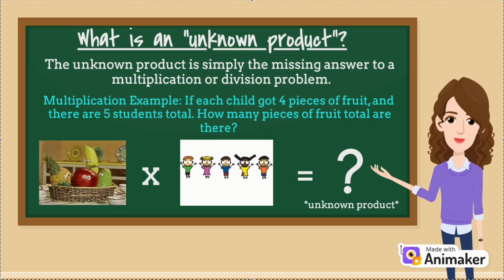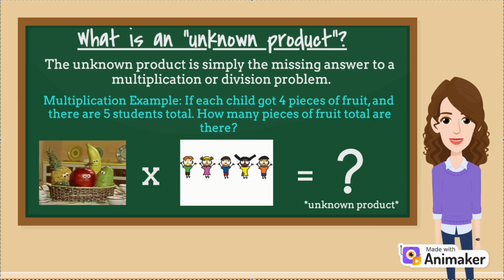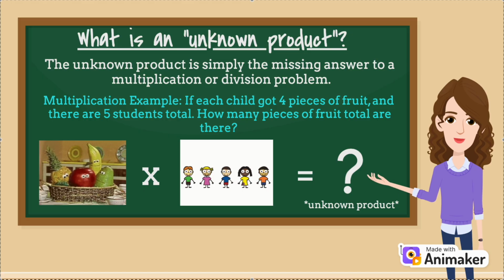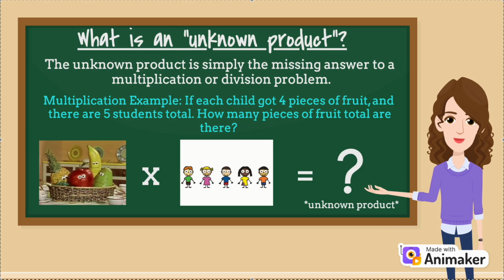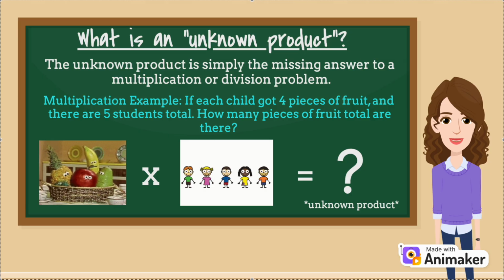So, for example, we're looking at 4 pieces of fruit each child will get, and there are 5 students total. So, you multiply those two, and that will give you your answer.